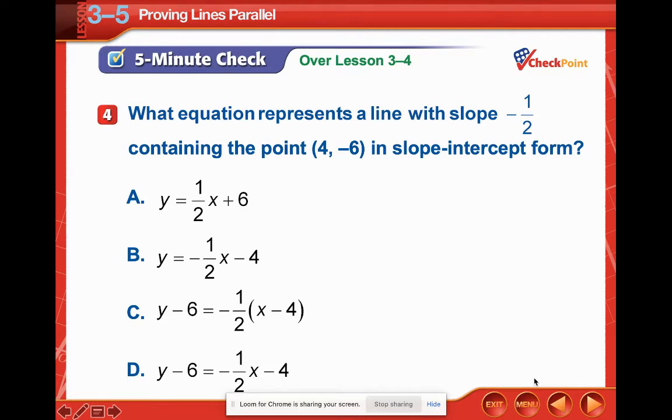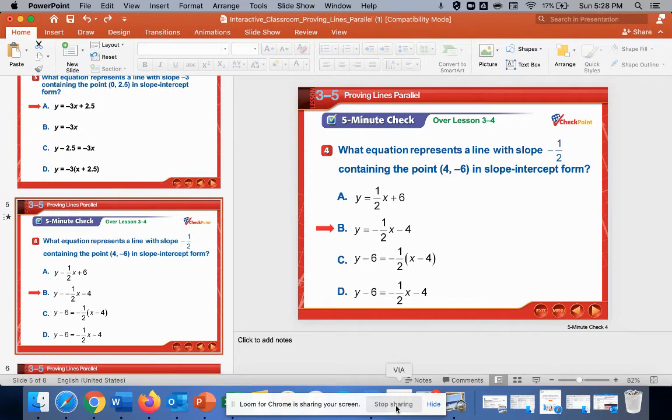Okay, hopefully you're able to solve this one on your own. The final answer is going to come out to y equals negative 1/2 x minus 4. Okay, so let's go over how we got that.